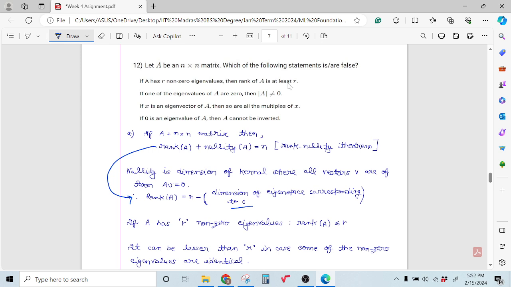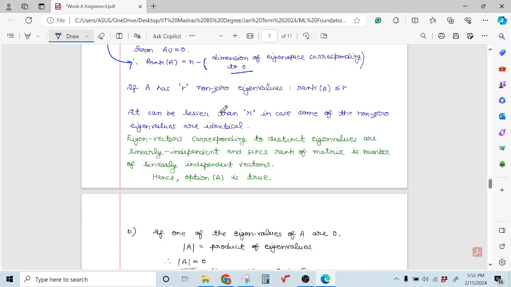If the eigenvalues are distinct, then the rank of A will be exactly r, and if some of the eigenvalues are the same, then the rank of matrix A will be less than r. So this statement is correct. Let us proceed with the next option.